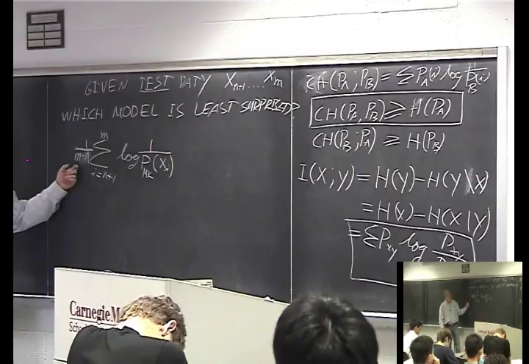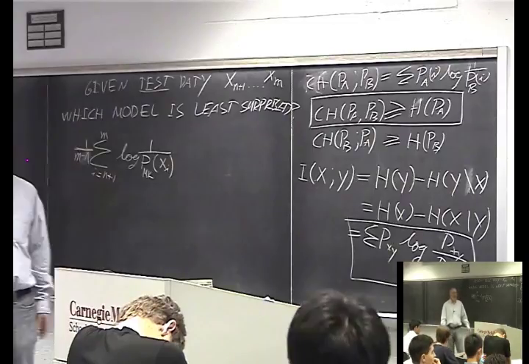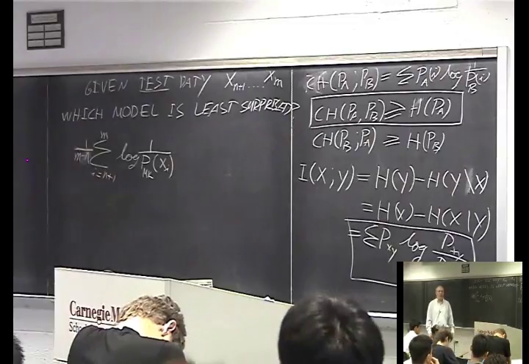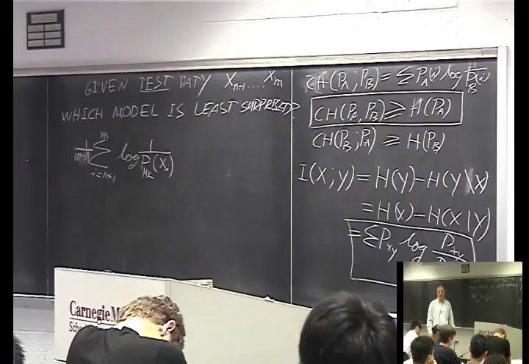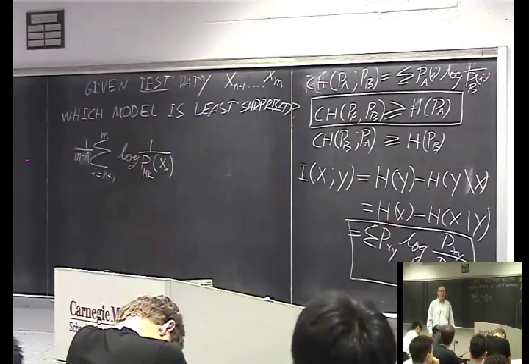I wonder if I should define this as n plus m. Never mind. This should be good enough. So we're going to do that for every model. Now imagine that you have access to an unlimited amount of test data. So m grows and grows and grows. What happens when m goes to infinity?